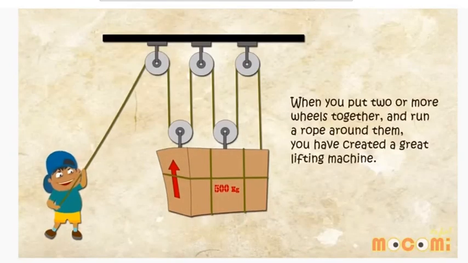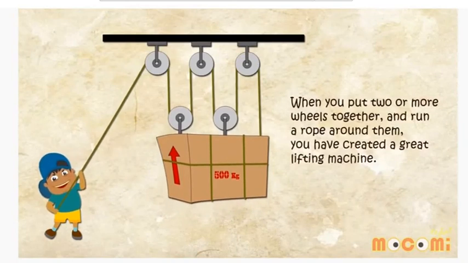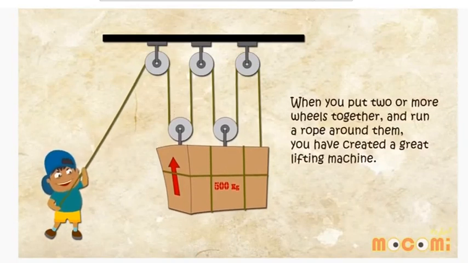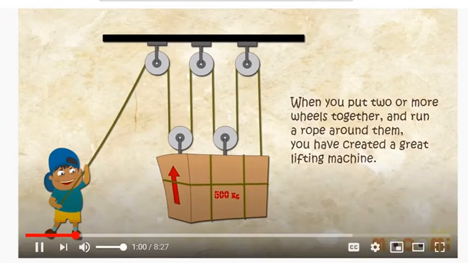When you put two or more wheels together and run a rope around them, you have created a great lifting machine.